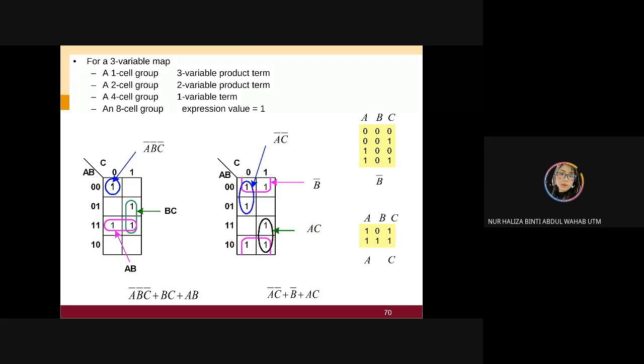And another one is your bigger group here. You're going to see C is changing, that covers two cells here. And for A and B, A is changing, B is fixed, B is 0, so it's going to be B bar. Because C is changing and A is changing, it is going to be B bar. Combine all of these product terms and you're going to get your Boolean expression. And this is your simplified version.